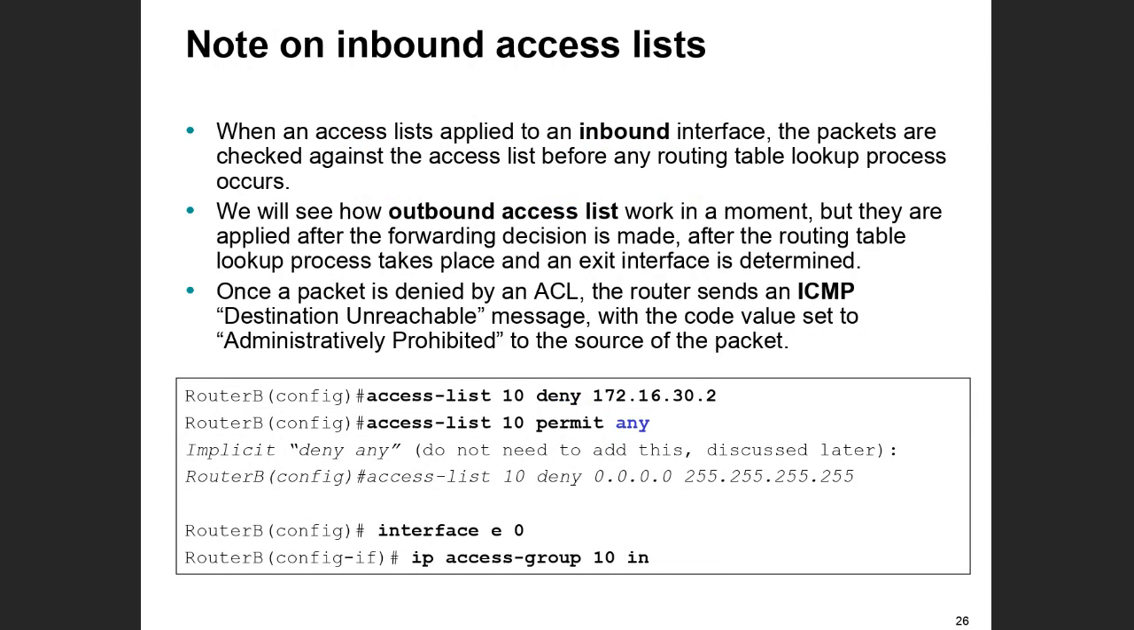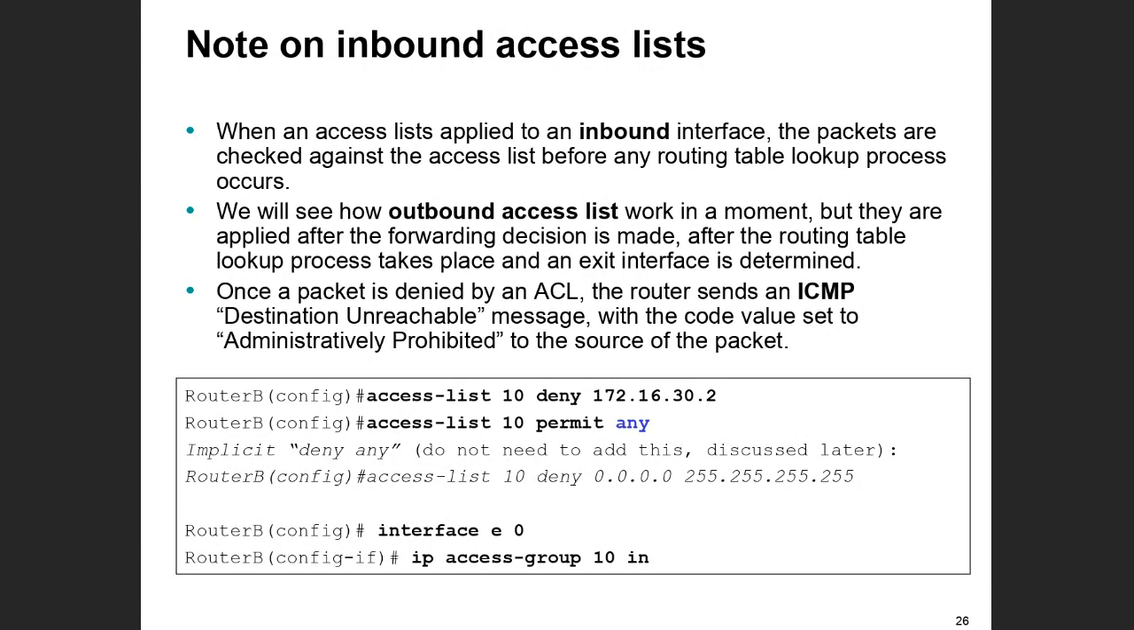Now, when an access list is checked on an inbound interface, the packet comes into that interface, and if it's permitted, it goes to the routing table lookup process. If it's denied, in this case the boss's nephew, the packet is dropped immediately. It never goes to the routing table lookup process.